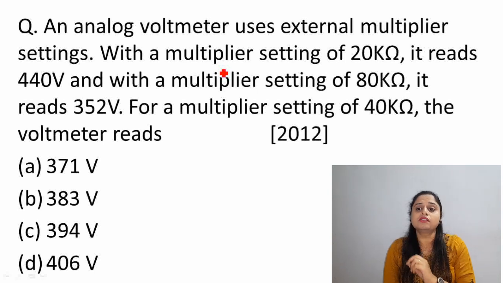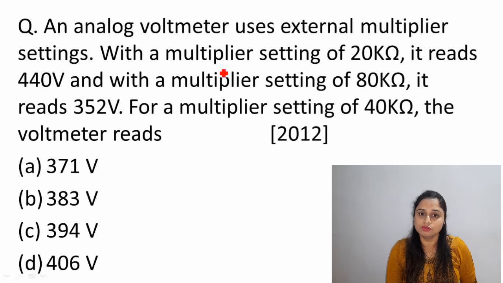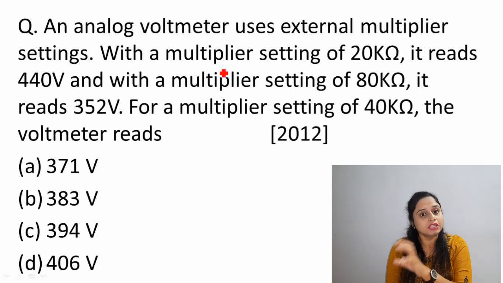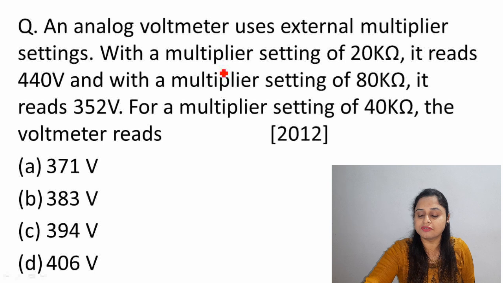Fine. So here the first condition is given, that is the multiplier setting is 20 kilo ohms, and for that the voltmeter reads 440 volts. The second condition is given, the multiplier setting is 80 kilo ohms, and in that case the voltmeter reads 352 volts. Now we have to find out the voltmeter reading for the third multiplier setting, which is 40 kilo ohms. So what should the voltmeter read? That means the reading of the voltmeter we have to find out for the third case. So this is the given data.